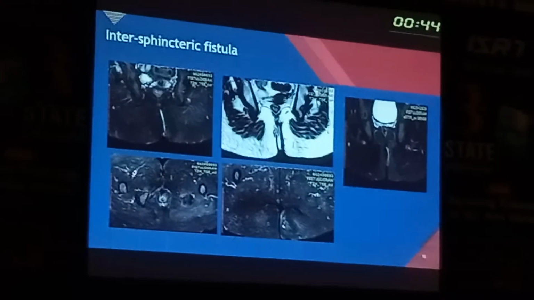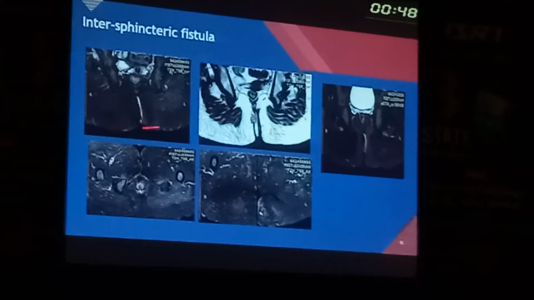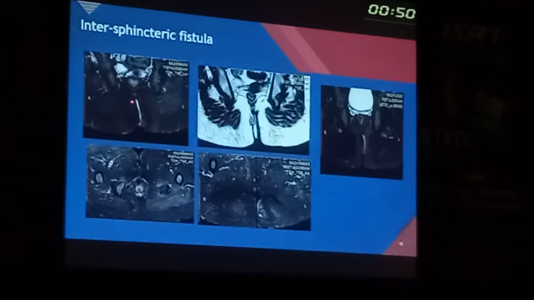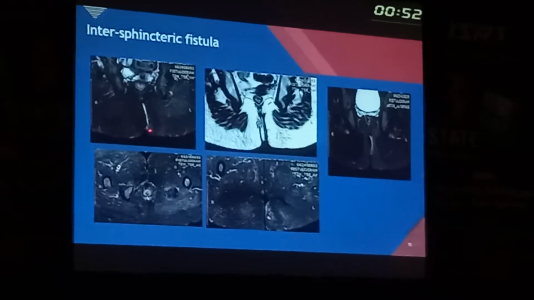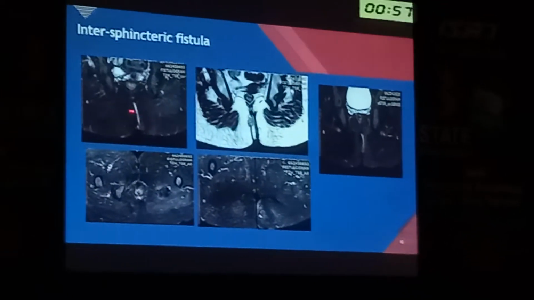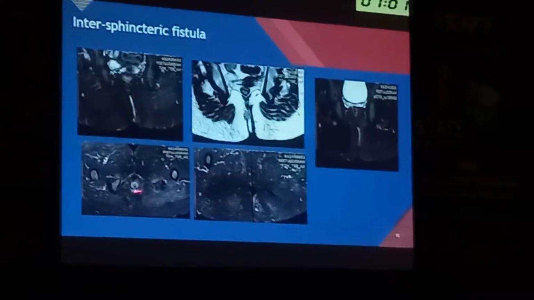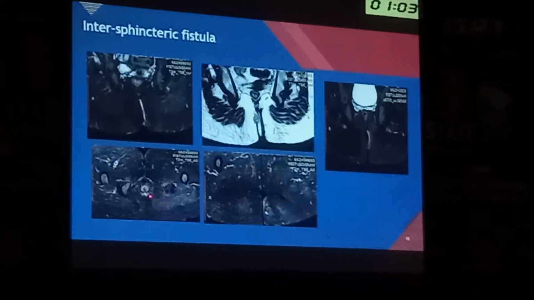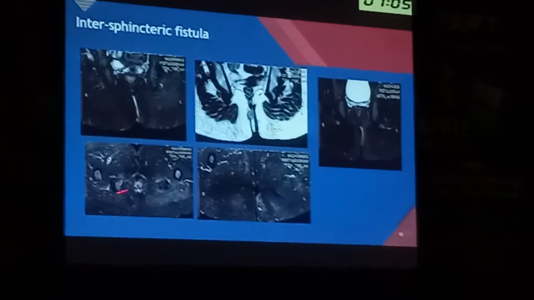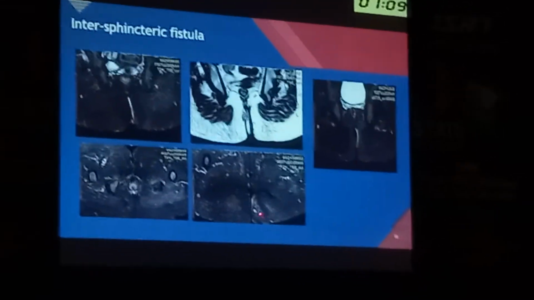Here is some example of the fistula. It is an intersphincteric fistula. That means this fistula tract is in between the two sphincter muscles, extrasphincteric and intersphincteric. This is the intersphincteric fistula. This one, it is opening in which clock? 6 o'clock. It is internal opening in 6 o'clock, external opening in 5 o'clock.